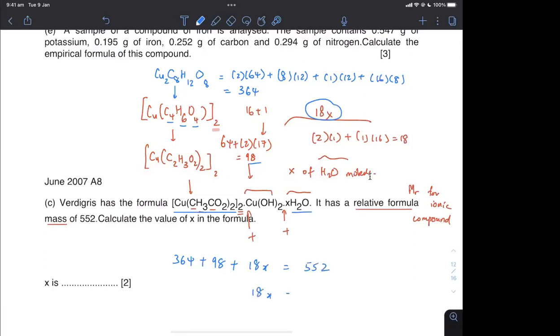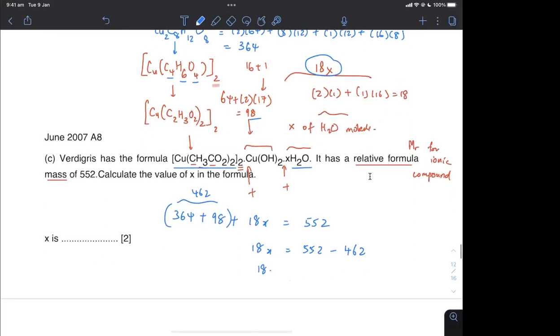Well, now you have your usual mathematics. So 364 plus 98, that gives me 462. When I move to the other side, it becomes minus 462. So you're just doing mathematics now instead of chemistry. The only chemistry is what does Mr mean? So there's 90, and you have 18 times X. So move the 18 to the other side. That becomes divide. 90 divided by 18, you get 5 there. As you know, water of crystallization, whole number there. Sounds good. Okay. Still tricky or not very tricky at all?